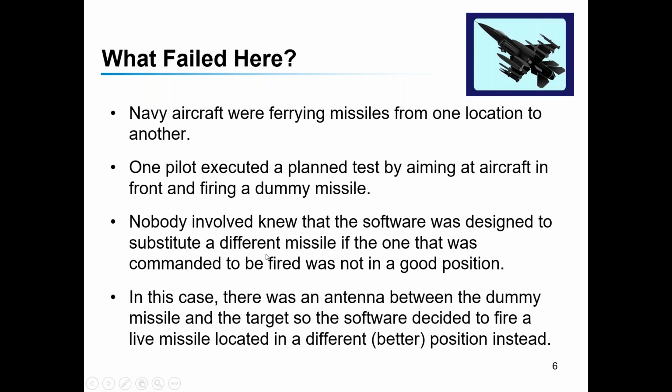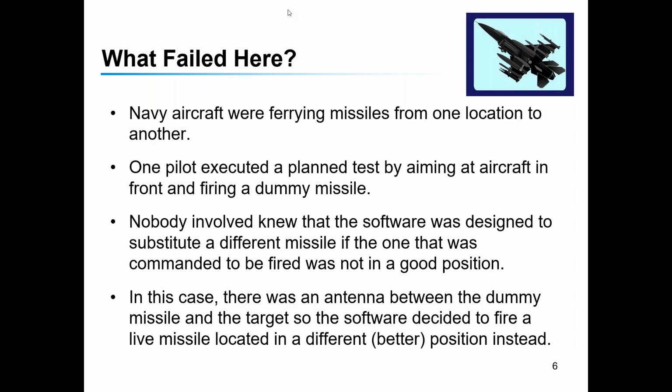So let's look at an example. What failed in this accident? So Navy aircraft were ferrying missiles from one location to another. One of the pilots was told, well, if you're just sitting there, why don't you execute this test by aiming at the aircraft in front and firing a dummy missile at them. And of course, these were all friendly aircraft because they were just moving missiles from one U.S. location to another. But nobody knew that the software was so-called smart software.